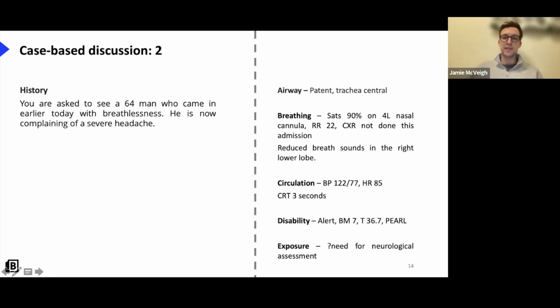PEARL means pupils equal and reactive to light. I think this man probably does warrant a neurological exam, okay? Because what would lead me to think that is taking a better history. So SOCRATES, finding out a bit more.